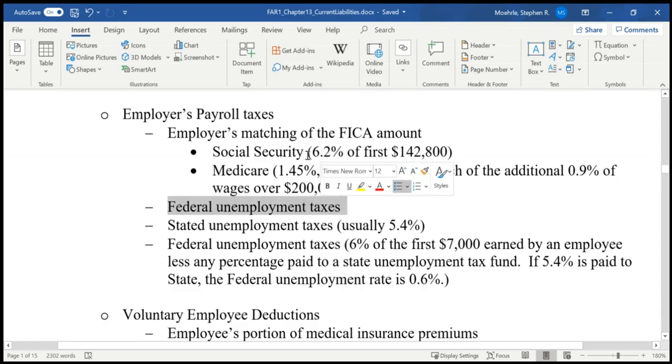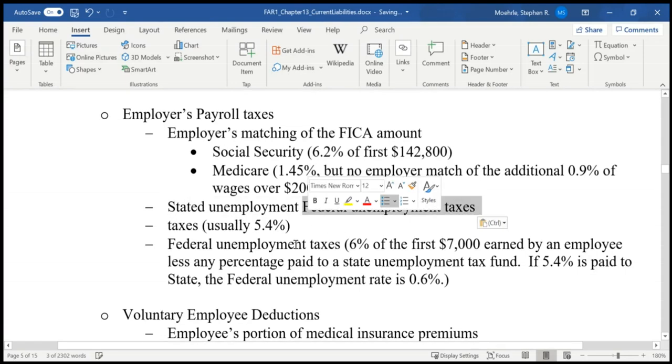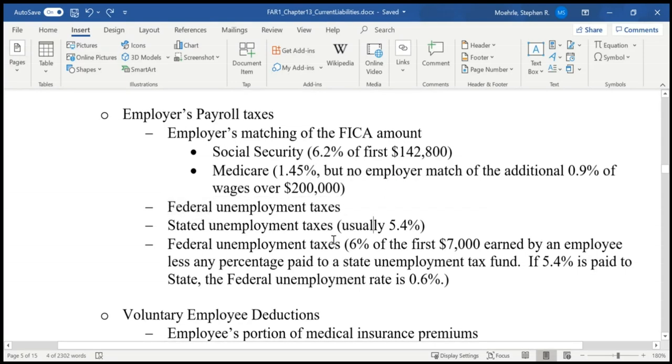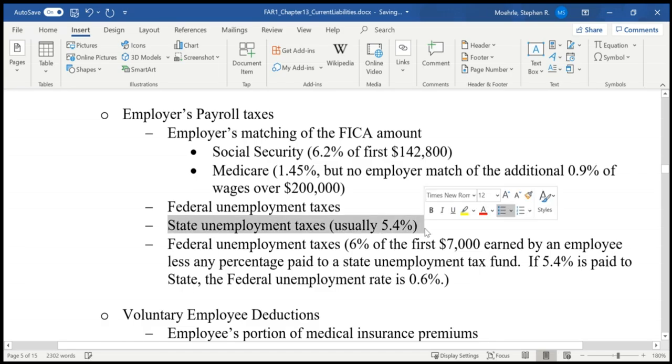Federal unemployment taxes, that's paid by the employer. State unemployment taxes, in Missouri, that's usually 5.4%. Federal unemployment taxes are 6% of the first $7,000 earned by an employee, less any percentage paid to a state unemployment tax fund. In Missouri, again, the company will have paid something. So if 5.4% is paid to the state, the federal unemployment rate is 0.6%.